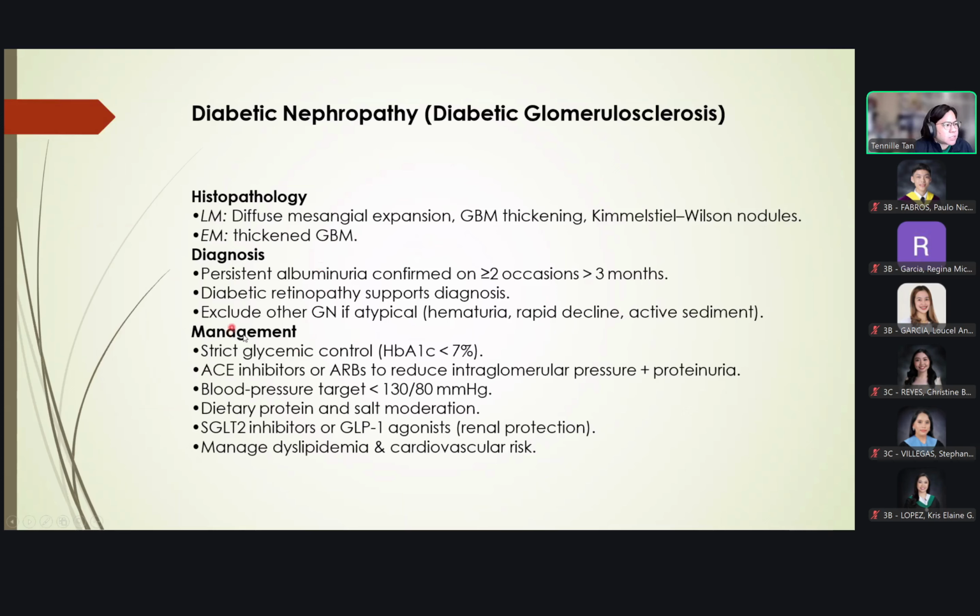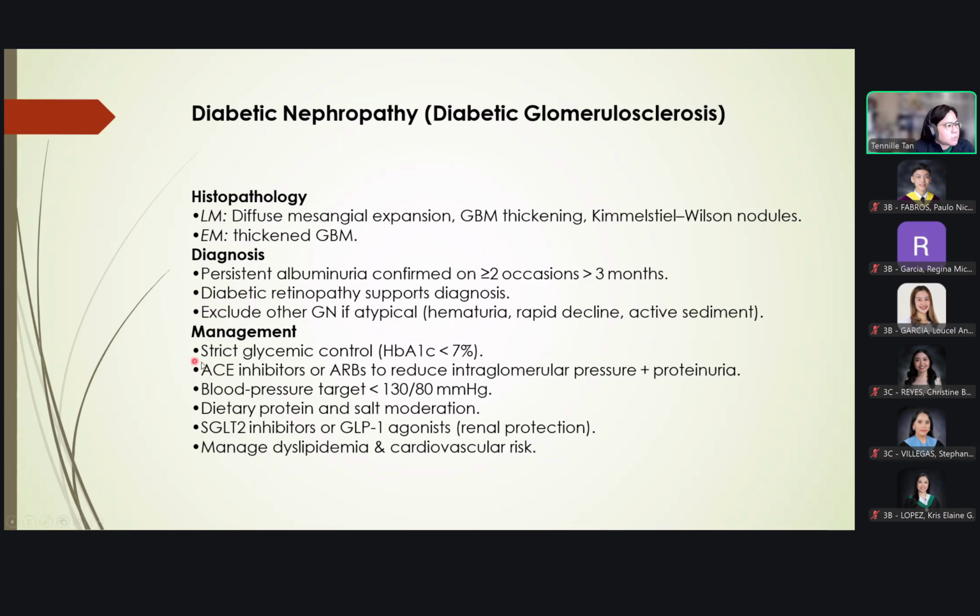So you also need to exclude other concomitant glomerulonephritis should the patient have hematuria, rapid decline in their GFR, or active sediment. So there are occasions when a patient will have 2 GNs occurring at the same time. It's not that frequent, however, it can happen. And that's why it's important, if the patient's presentation is atypical, that we think maybe there's something else happening in the patient, and we don't just say that this patient only has diabetes as the main cause of their kidney disease.